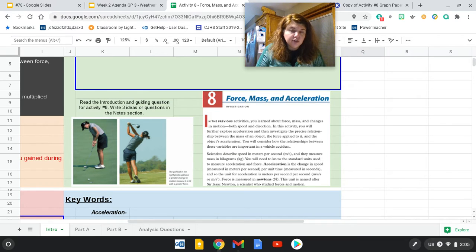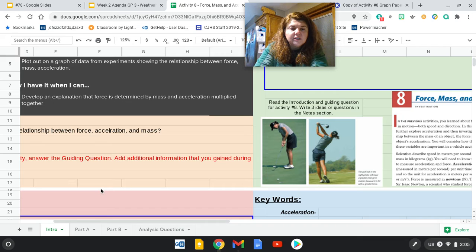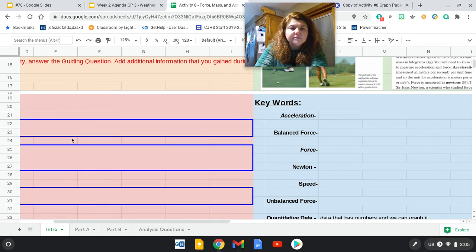Force is measured in newtons, capital N. This unit is named after Sir Isaac Newton, a scientist who studied forces and motion. We'll learn more about Sir Isaac Newton next week when we're doing activity 9. Okay, so go ahead and take a second and pause the video, and you can jot down any other notes or key information in your pink boxes here.